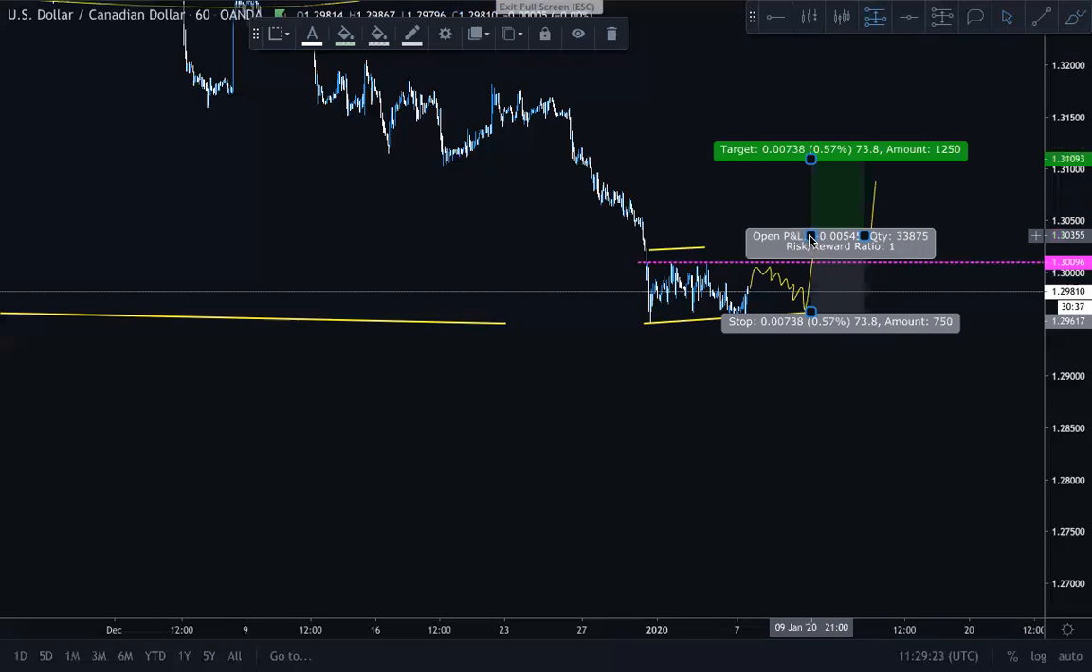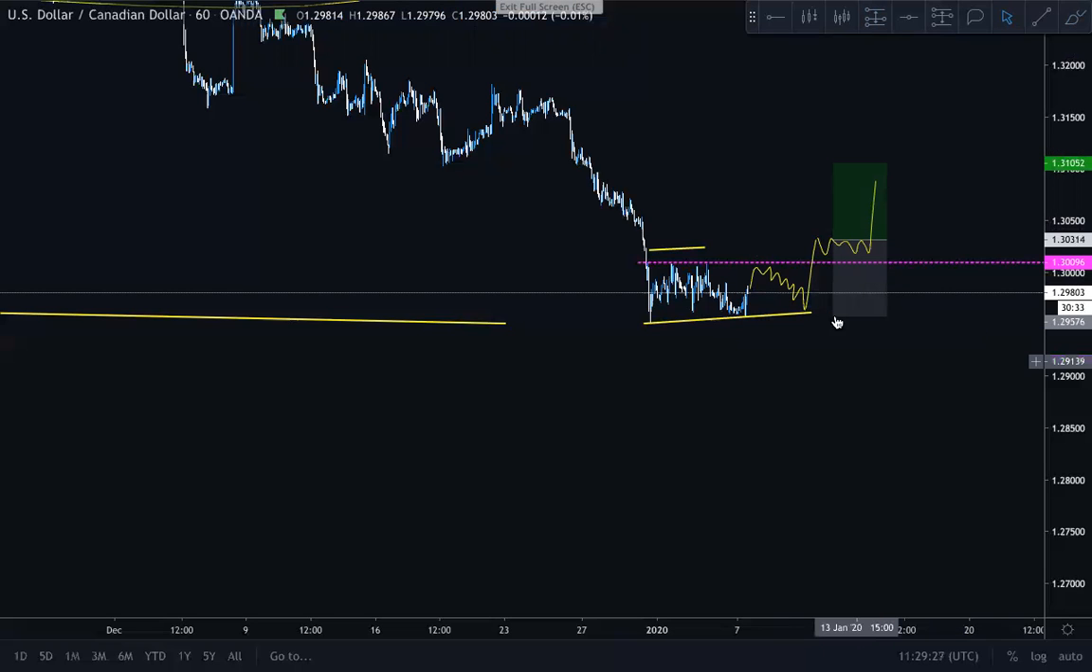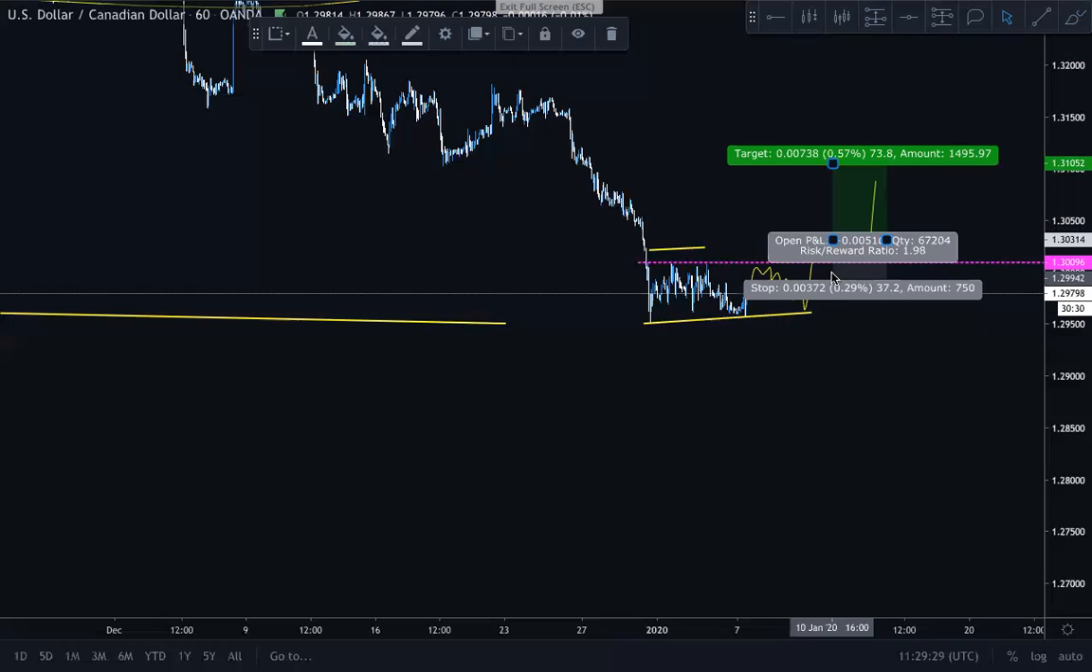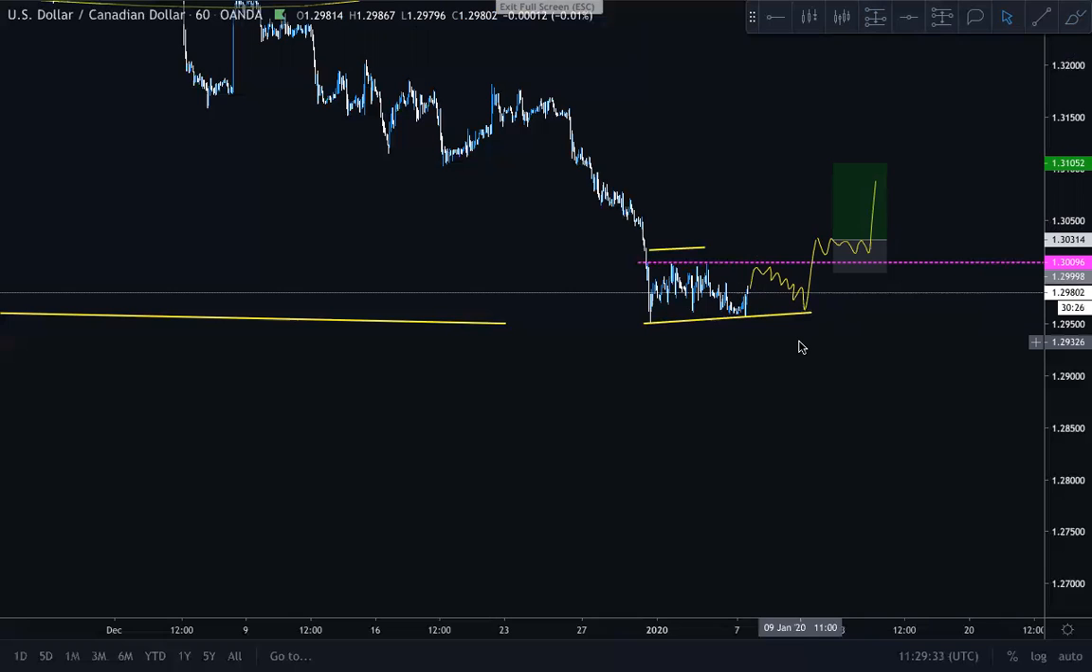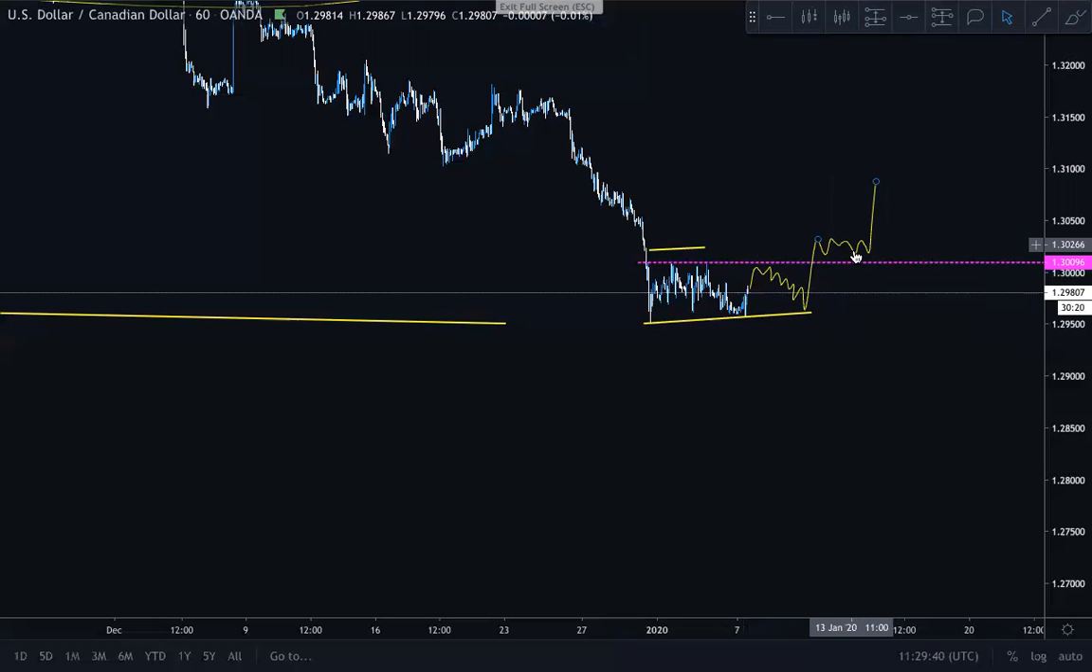So those are just some opportunities I'm currently looking at right now on the CAD, wanting to see how price further develops. Not really looking to jump in right now at this moment, as price definitely needs some further development before any good valid opportunities present themselves. Yeah, there are some opportunities I'm looking at right now on the CAD.